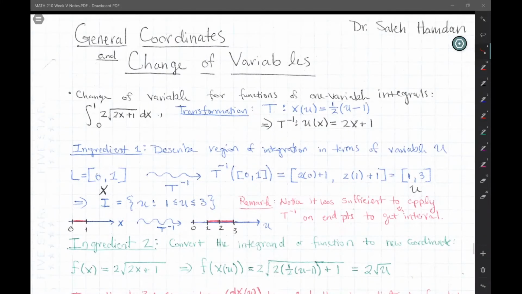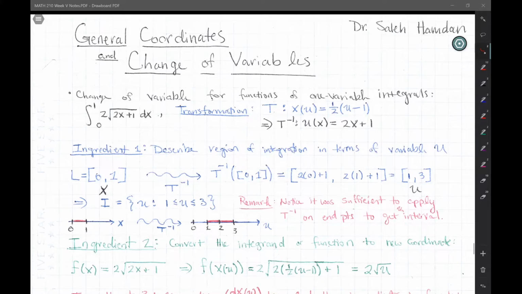So previously we've talked a lot about different coordinates. We've talked about spherical coordinates, cylindrical, polar coordinates and rectangular coordinates. Well, what if you want to invent your own coordinate system that's useful for a particular problem that you're solving? How would you go about doing so and then converting, say, a double integral into these new coordinates?